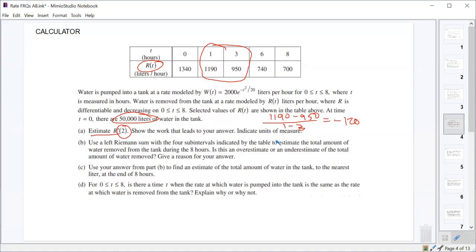Indicate units of measure. So units of measure should be the units of R of t, liters per hour, per time period. So liters per hour per hour, or liters per hour squared. Any questions there on part A? They gave you 1 point for negative 120 and 1 point for liters per hour squared. A whole point for those units. Isn't that nice?